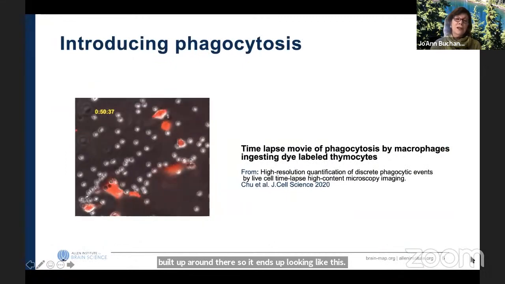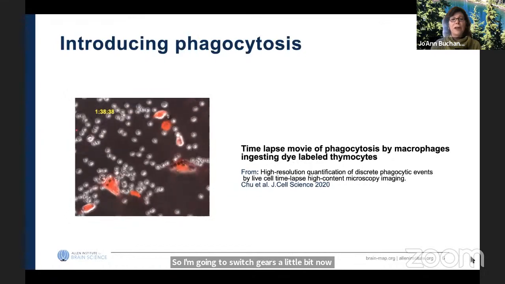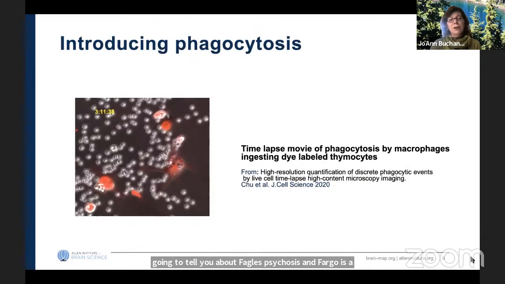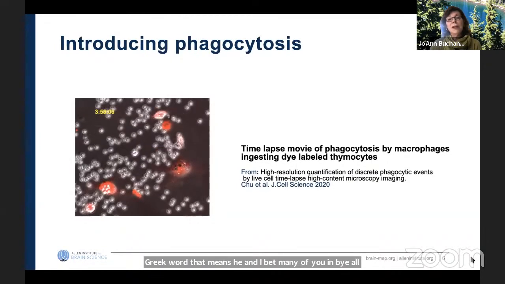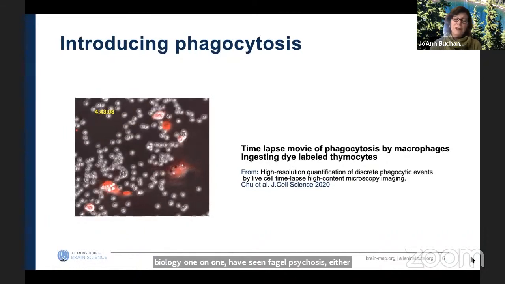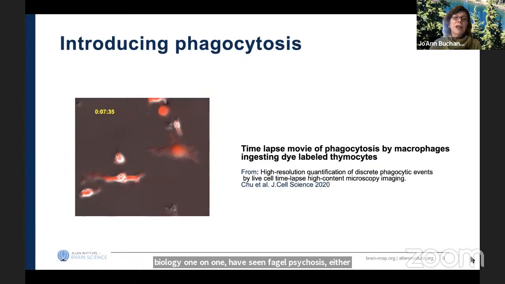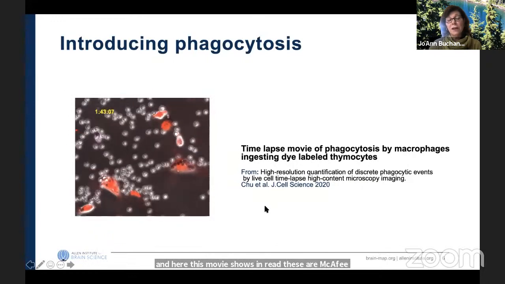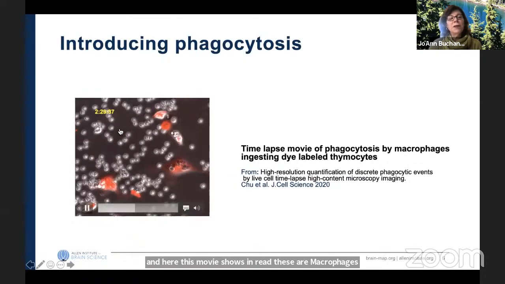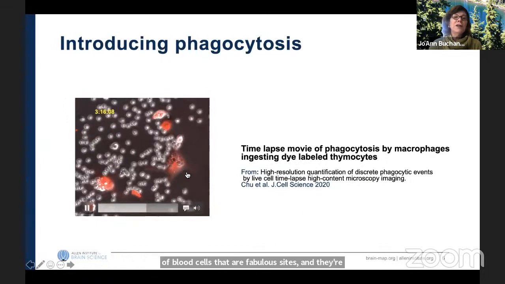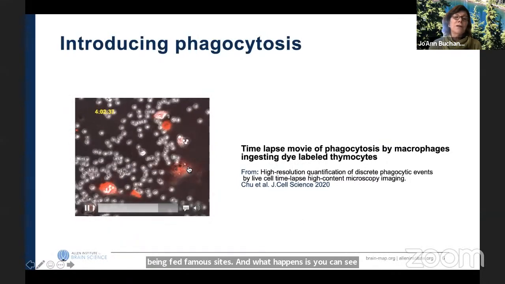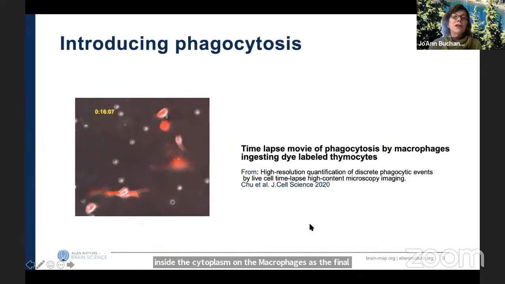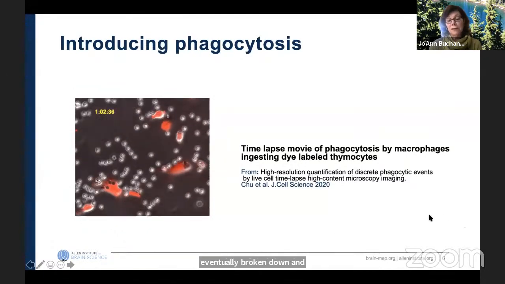So I'm going to switch gears a little bit now and tell you about phagocytosis. Phago is a Greek word that means eat. And I bet many of you in Biology 101 have seen phagocytosis either by paramecium or macrophages. Here, this movie shows in red macrophages, blood cells that are phagocytes, being fed thymocytes. You can see inside the cytoplasm of the macrophages as the thymocytes get ingested, and then they are eventually broken down and gotten rid of.